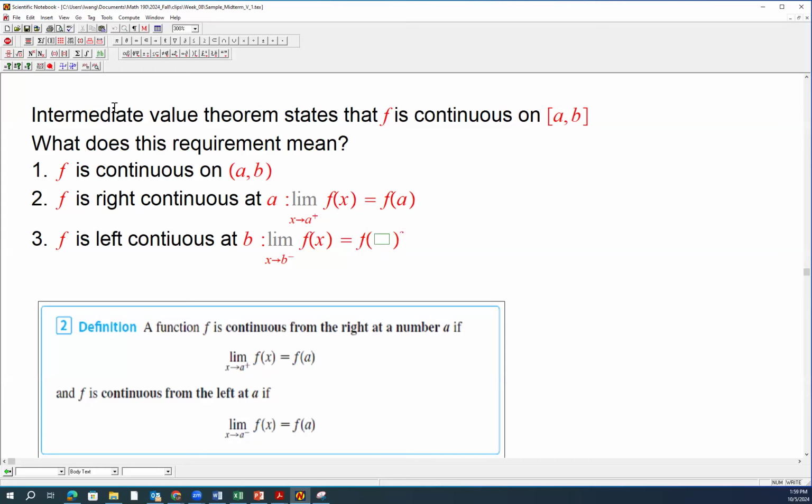The reason I bring this up is for you and for all of us to understand the importance of that condition in the intermediate value theorem, and also to understand the meaning of being continuous on a closed interval: at the endpoints, A is right continuous and B is left continuous.